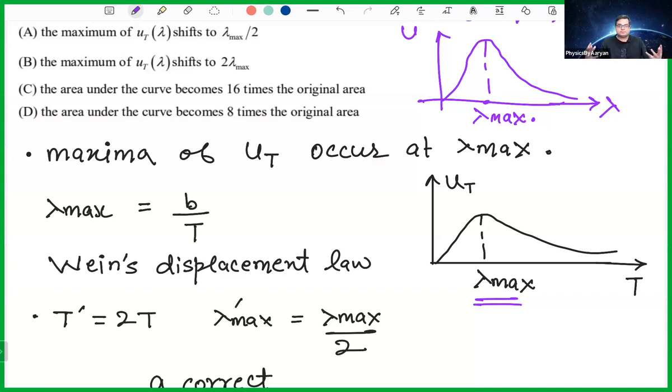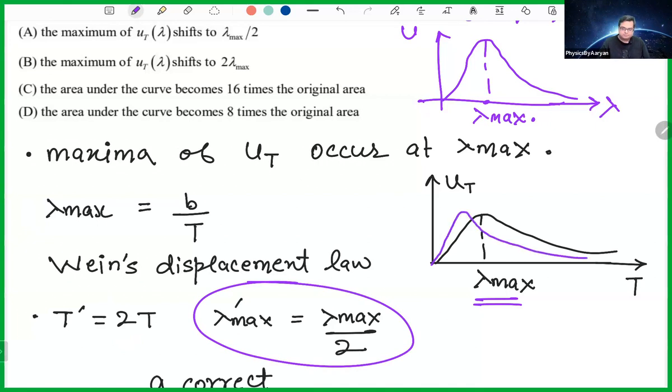So who decides that? Temperature decides. Depending upon the temperature, your body will emit the radiation. According to Wien's law, lambda max is inversely proportional to temperature. So if you double the temperature, your lambda max will become half. It means your graph will become something like this. Lambda max became half.